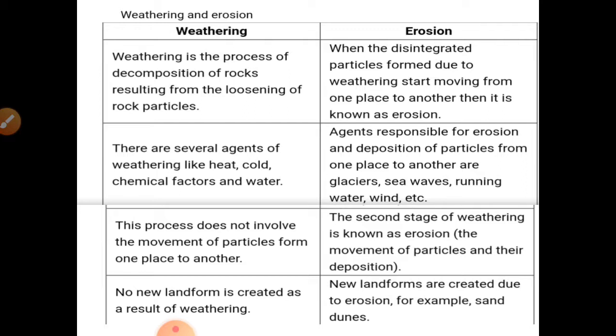And the second stage of weathering is known as erosion, the movement of particles and their deposition. In weathering, no new landform is created. And in erosion, new landforms are created, for example sand dunes. Next question: how is a waterfall formed?